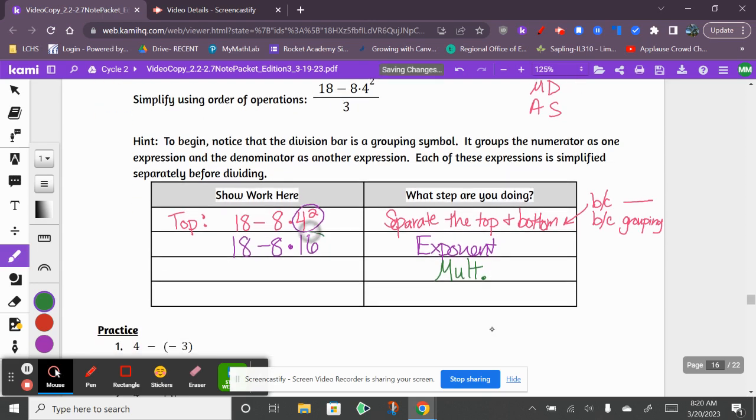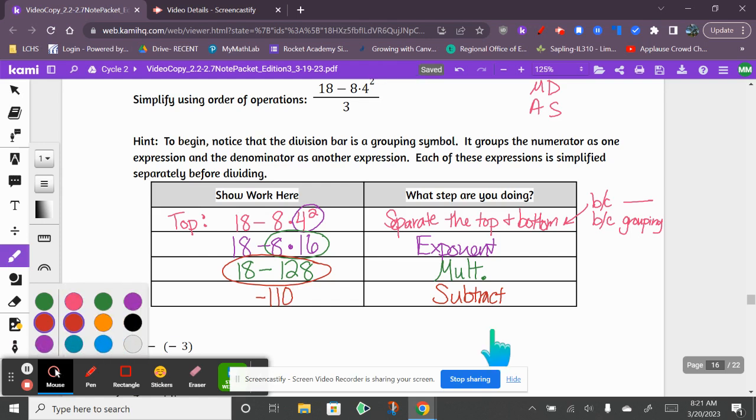So now I have 8 times 16 that I'm going to do. So that's going to be 128. It's still going to be subtracted from 18. Now the only thing that I have left here is subtraction. So that's going to be what I do next. So I'm just going to subtract. So 18 minus 128, I get negative 110.